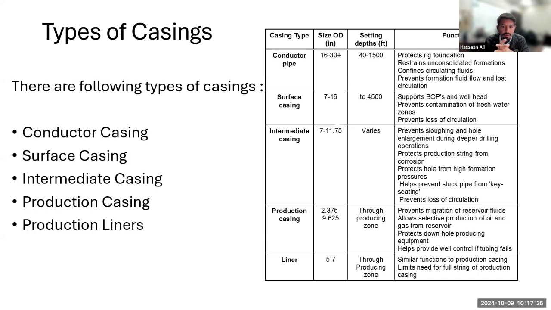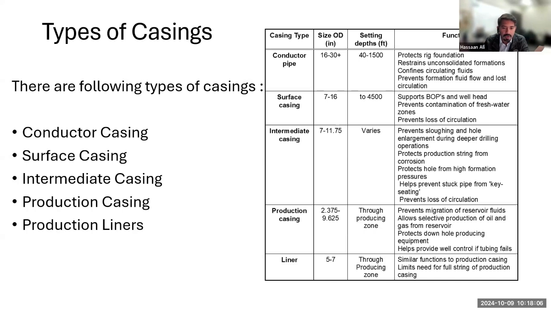And it also prevents the contamination of the freshwater zones, because as you know, freshwater zones are very shallow zones. So you want to prevent these aquifers from getting contaminated by the hydrocarbons. Surface casing is there to make sure that happens. And then we have intermediate casing, which is smaller than the surface casing. So you can see over here, it can go all the way from 7 inches to 11.75 inches. And it is to protect the production fluid from corrosion.